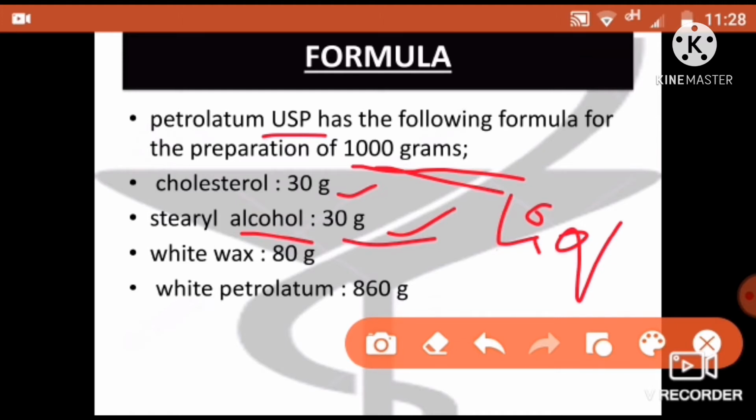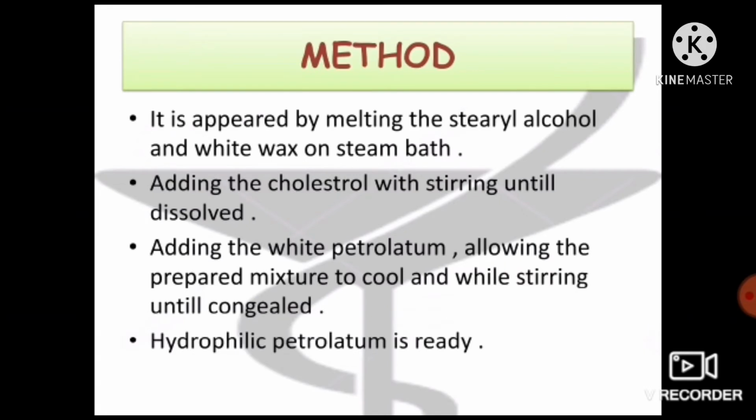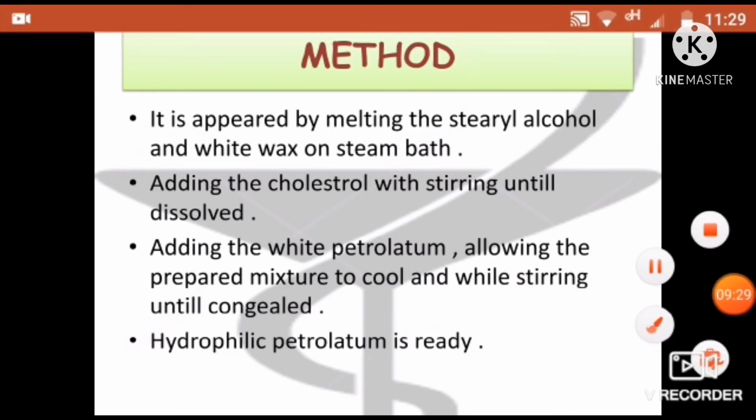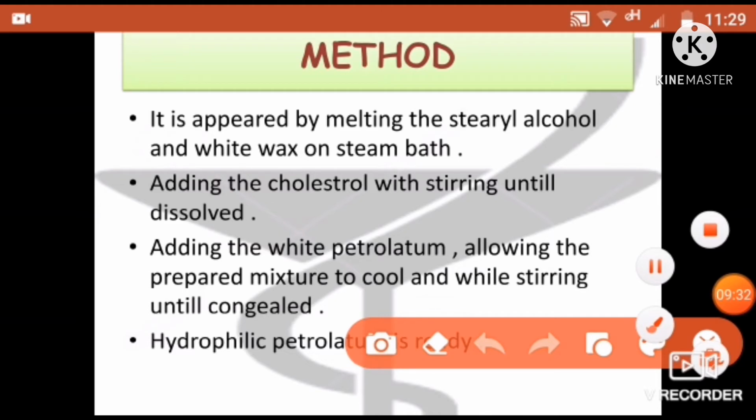So what is the procedure? What is the method? How is this alcohol going to be incorporated with the cholesterol? The method is also given in the United States Pharmacopoeia, and this is a tested and verified formula for this absorption base. The name of this absorption base is petrolatum. The method is pretty similar to what we discussed for the hydrocarbon or oleaginous base. Oleaginous and hydrocarbon bases are names of the same base.